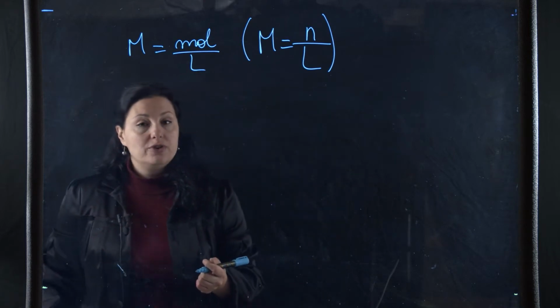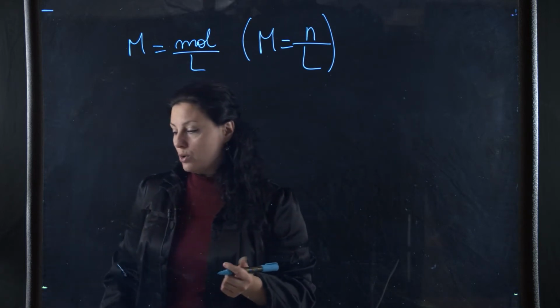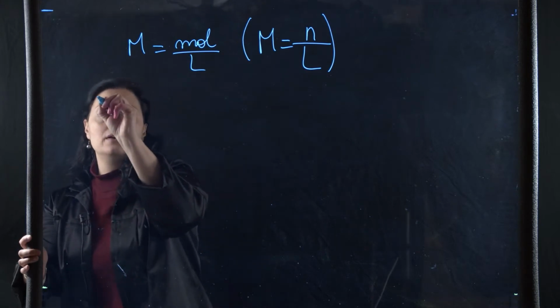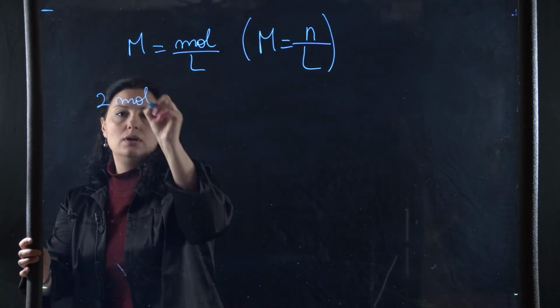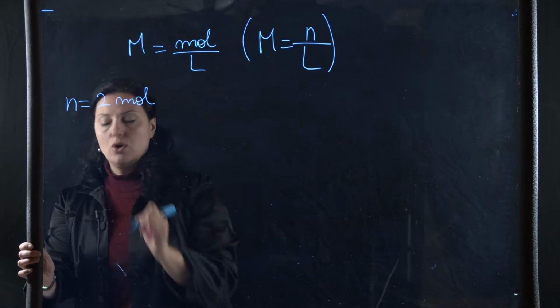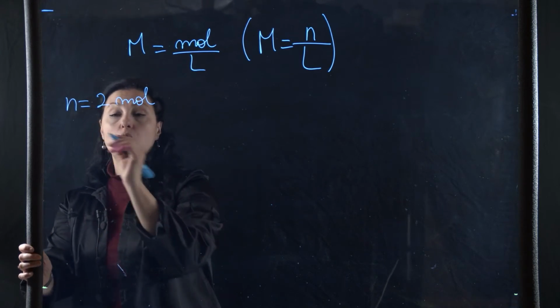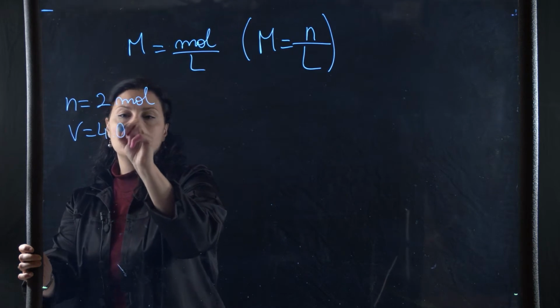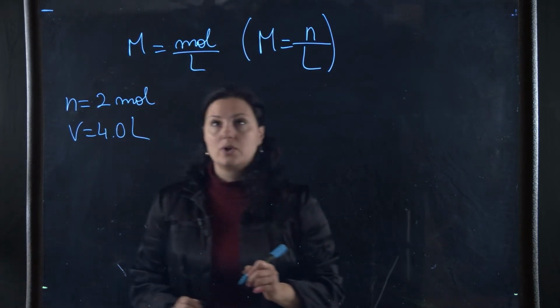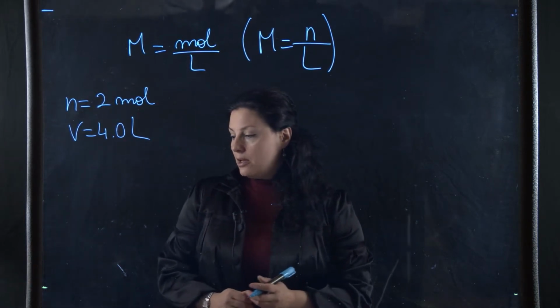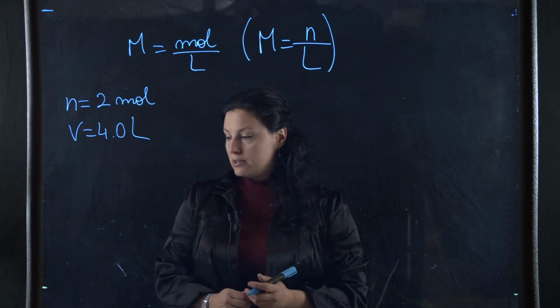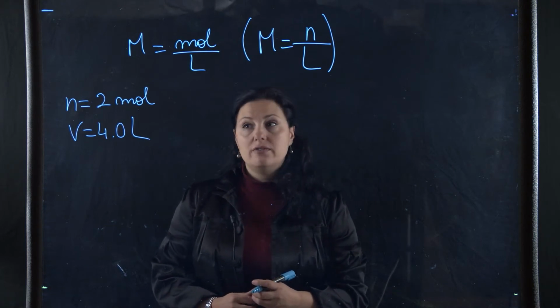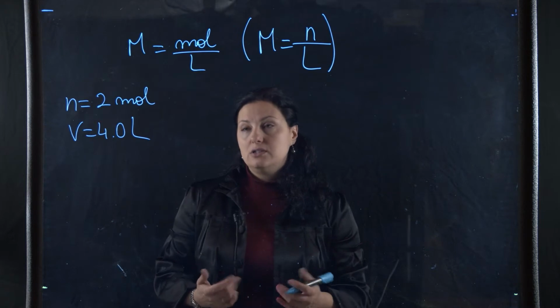Let's take a look at the first example. We have 2 moles of sodium chloride. So 2 moles, my n equals 2 moles, in a total volume of 4 liters of solution. Calculate the molarity of this solution.